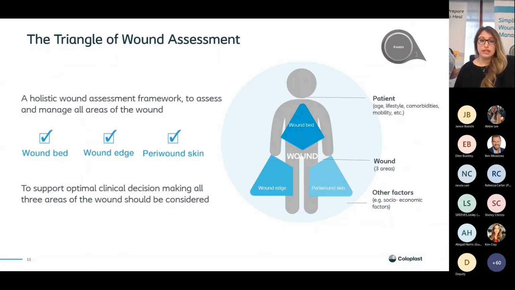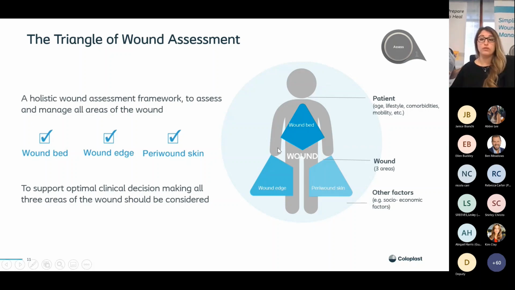So the triangle of wound assessment is a holistic assessment framework, and it helps us to assess and manage all areas of the wound. So we look at the whole patient first. We're looking at that patient holistically, looking at their comorbidities, finding out how well they are managed. Are we managing any underlying causes? We then look at other factors such as socioeconomic factors. So how these patients live their lifestyles. Are they working? Do they live in a good home with good support, or are these patients homeless? And how are we going to manage that if that is the case?